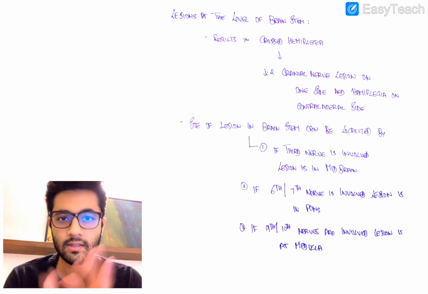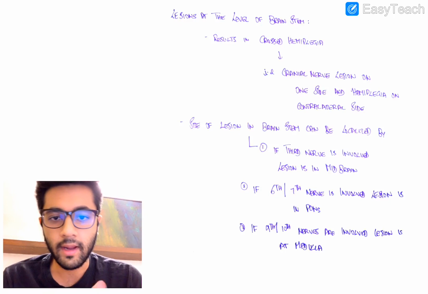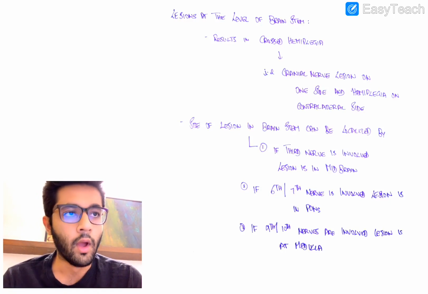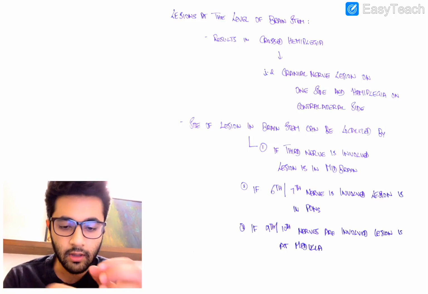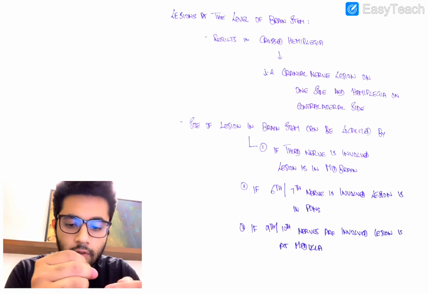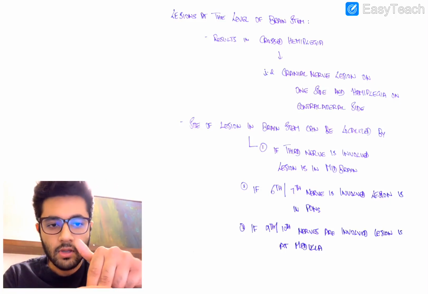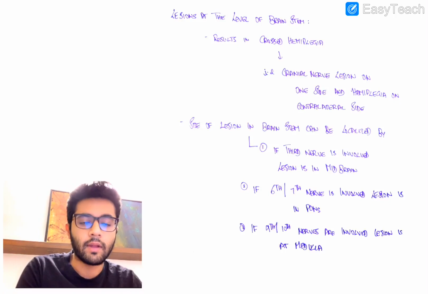So this is where it gets tricky, and this is where I also have to go back and read and brush up on what I know. So the brainstem is a very dense region. It contains a lot of your cranial nerve nuclei, and it contains the fibers. So how will a lesion in the brainstem present?